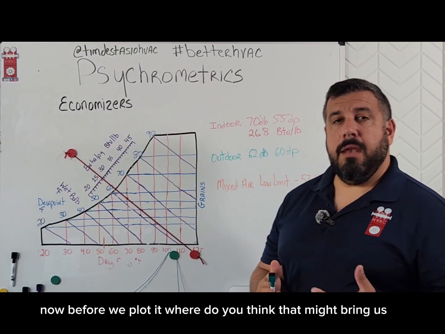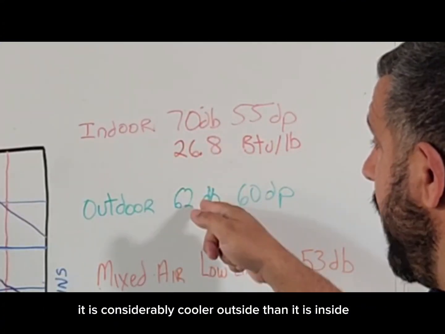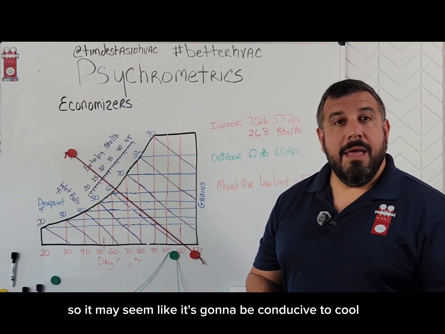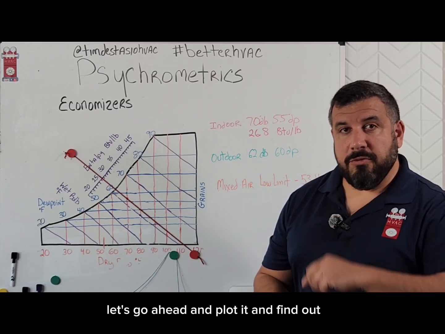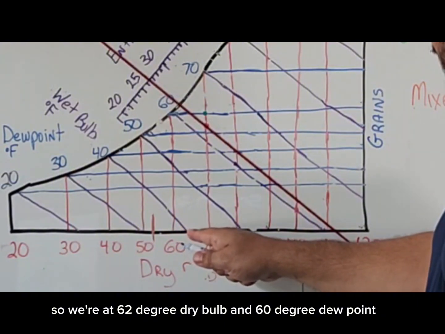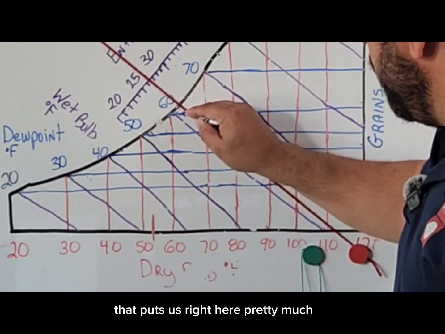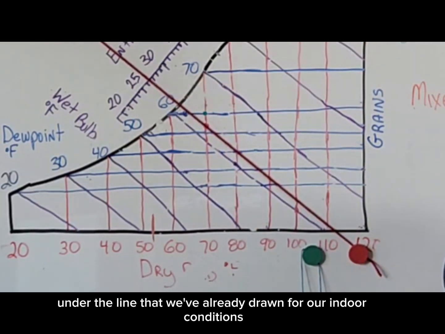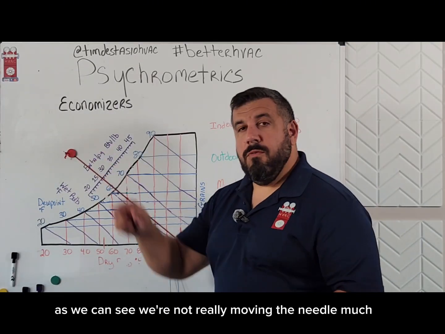Now, before we plot it, where do you think that might bring us? It is considerably cooler outside than it is inside, so it may seem like it's going to be conducive to cool the building with outside air. Let's go ahead and plot it and find out. So we're at 62-degree dry bulb and 60-degree dew point. That puts us right here, pretty much under the line that we've already drawn for our indoor conditions. So as we can see, we're not really moving the needle much.